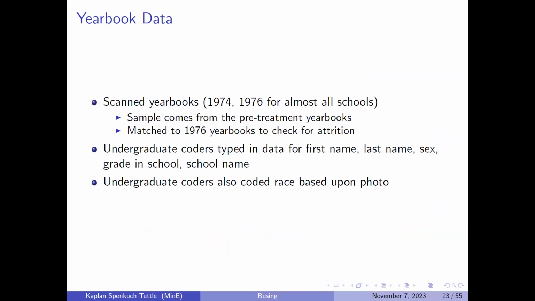So what we did is we scanned yearbooks from the fall of 1974. We also did some from 1976 for validation purposes, to look at graduation, to look at continuation in the school system and attrition. But we're going to use the fall of 1974 yearbooks, and we had undergraduate coders type in the names, the first name, last name, sex, grade in school, and school name. And we also asked them to code in race based upon the photo, which was pretty evident.